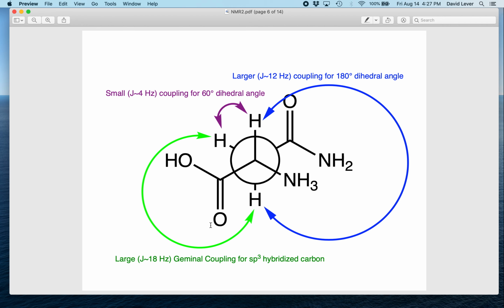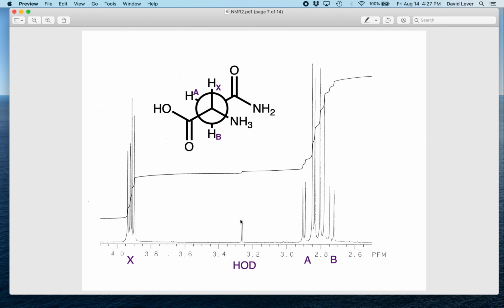So if we look at the spectrum of asparagine, we have the HOD peak with the exchangeable hydrogens here for water. Hydrogen X, which is the hydrogen attached to the alpha position, is down here, and you'll see that we have a 4 hertz coupling, a small coupling between the first 2 peaks for hydrogen A, and then we have a larger coupling from hydrogen B, the 1 and 3 positions. If you look here, A and B are coupling to each other with a very large geminal coupling, and because they're splitting each other, they're leaning very heavily towards each other.